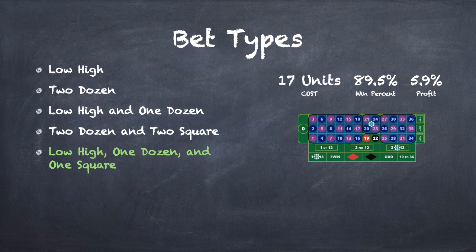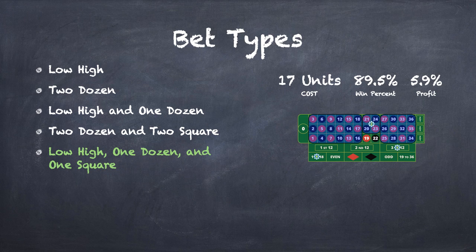And then our final one, which is our most expensive, 17 units, we go ahead and put 9 units on our low-high, 6 units on one of our non-overlapping dozens, and then 2 units on one of the remaining square bets. So this gives us a winning percent chance for a spin to be 89.5%. So Roulette Cards uses any one of these 5 bets in combination to achieve the best results.